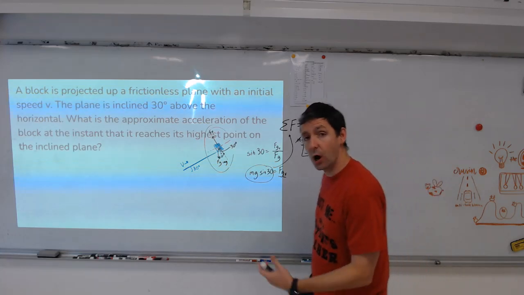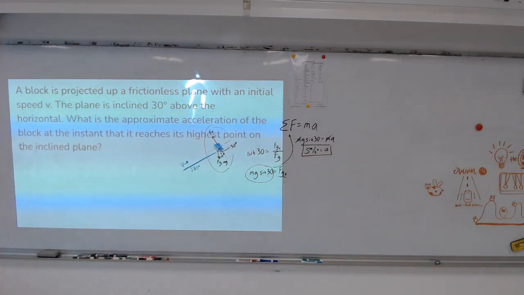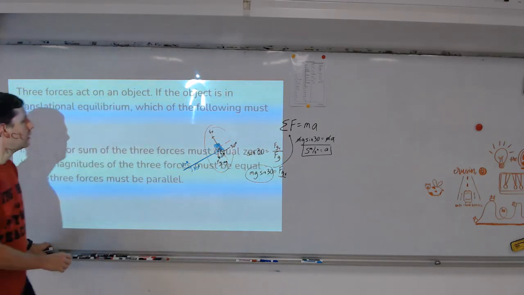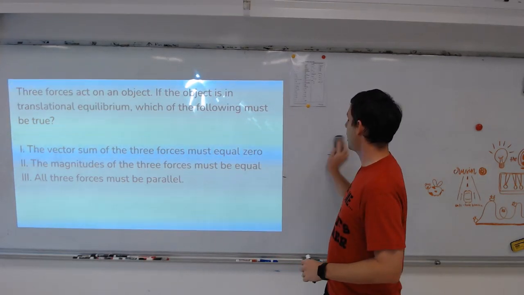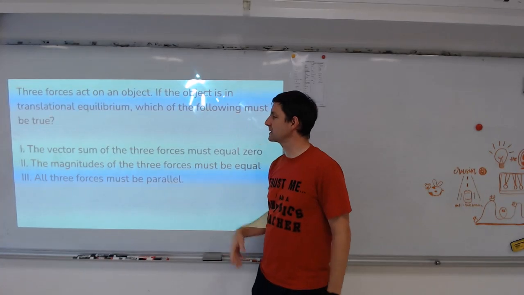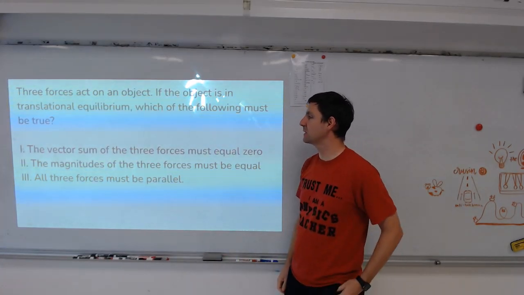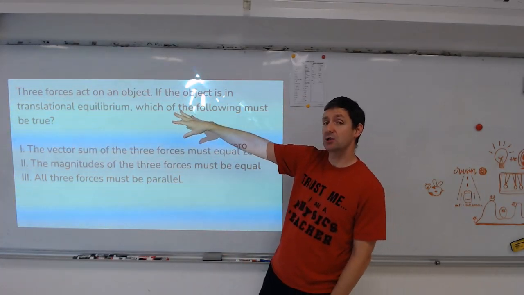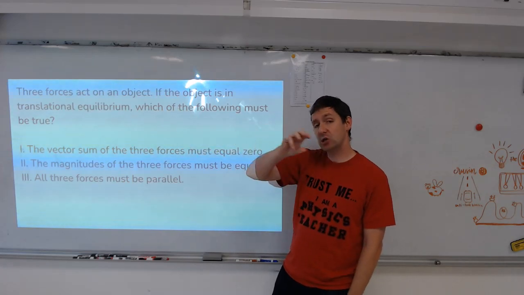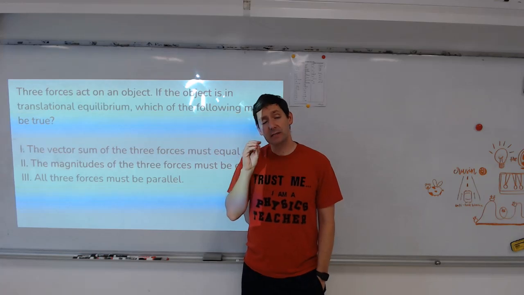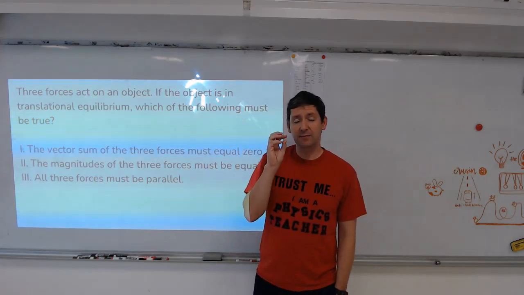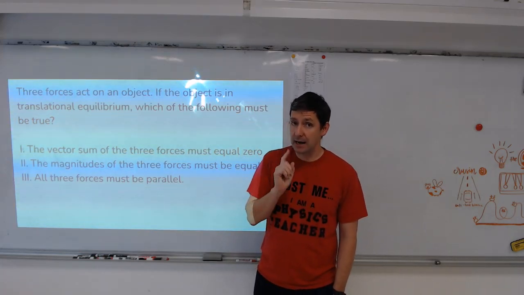Let's move on to our second one. So in our second question, we have 3 forces that are acting on an object. If the object is in translational equilibrium, which of the following must be true? So translational equilibrium, this lets you know that we're not looking at rotation. It's just horizontal equilibrium. Now, horizontal equilibrium just means that it's maintaining its state of motion, that its velocity is staying constant. It's not accelerating.